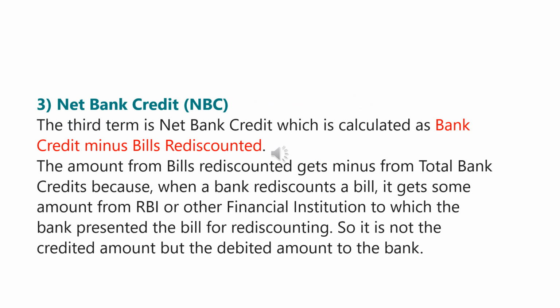Net bank credit. The third term is net bank credit, which is calculated as bank credit minus bills rediscounted. The amount from bills rediscounted is subtracted from the total bank credit, because when a bank rediscounts a bill, it gets some amount from RBI or other financial institution to which it presented the bill for rediscounting. So it is not a credited amount but a debited amount to the bank. So this is a point. Again, read it and try to understand.